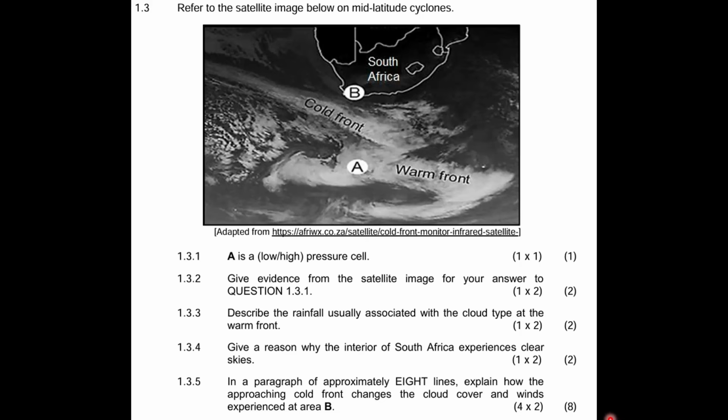Today we are revising mid-latitude cyclones using a satellite image question, exactly like what you see in the final exam. This lesson is very important because satellite image questions are easy marks if you know how to read them properly. So please pause the video and look carefully at the image on the screen, and let's revise it together.